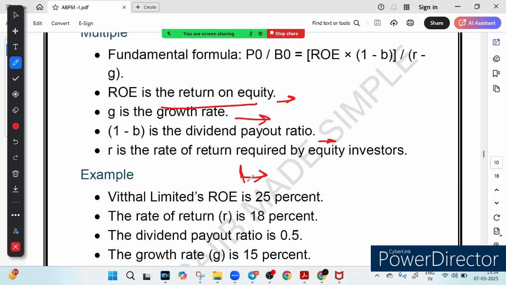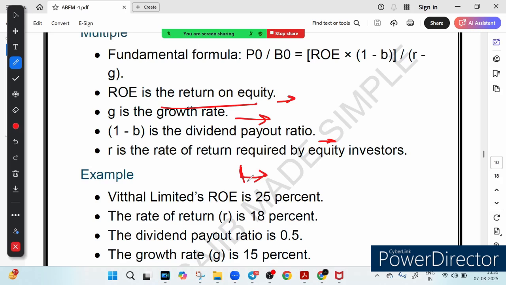So a high ROE and low required return means a high P/B ratio, indicating the company is valuable. If ROE is high, it means the company is generating more return for investors based on the investment. So it means high P/B. And if the required return is low, right? If r is low, right? So this P/B will be higher.